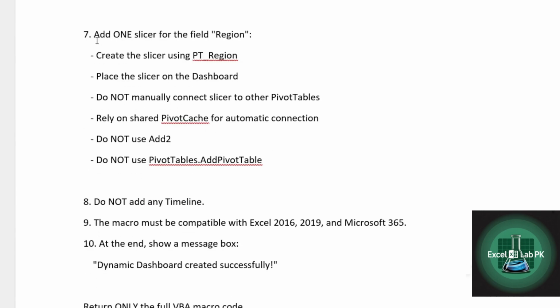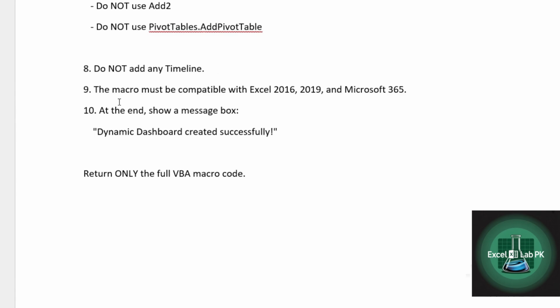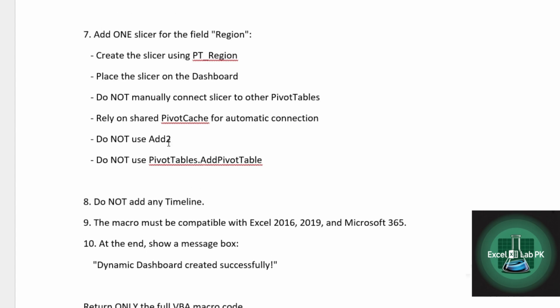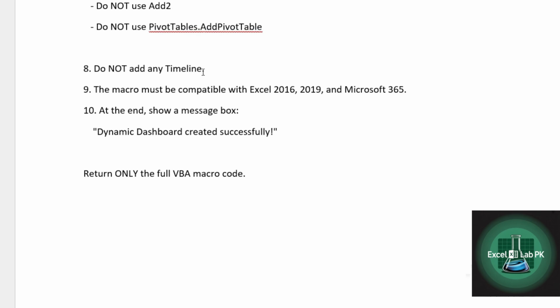Then, as the 7th step, I told it to add 1 slicer for the field region. I haven't inserted a timeline on it yet, because the timeline gives a bit of an error inside the VBA code, so it becomes a bit difficult to handle. That's why I will manually insert the timeline later on. I have written, do not add any timeline, so that no timeline is inserted here either. I have also mentioned that the macro should work properly on all versions, 2016, 2019, and 365.